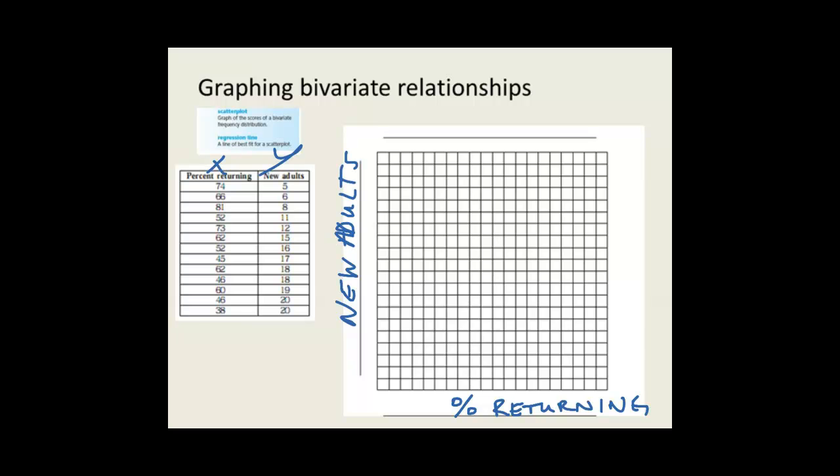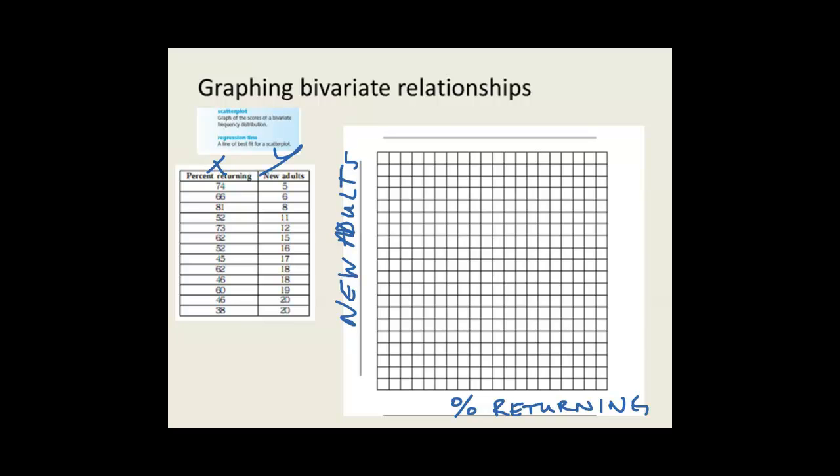Now I need to set up my axes. When you do this in Excel, it'll happen very easily because Excel does nearly all of the work for you. But when you do it by hand, you have to do a little bit of thinking. The best way, in my opinion, to set these up is to look for the minimum values and the maximum values in each set of data. Remember, we have two sets of data. We have X and Y.